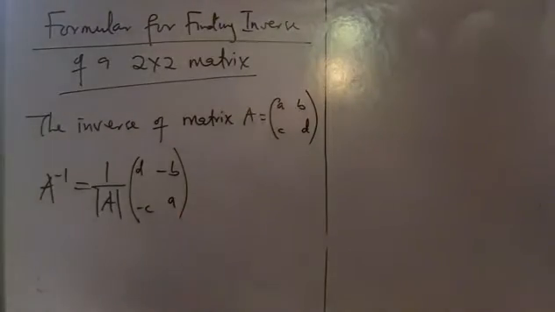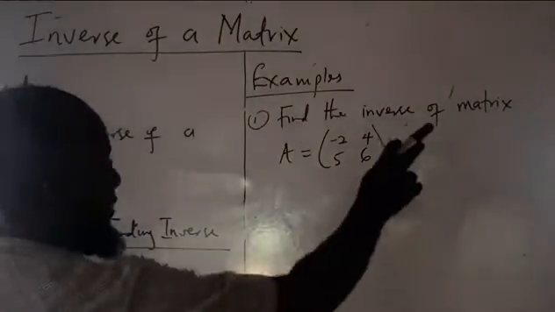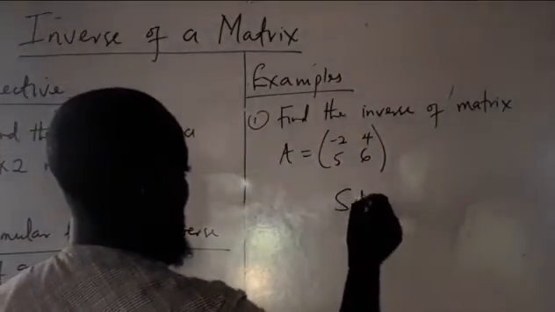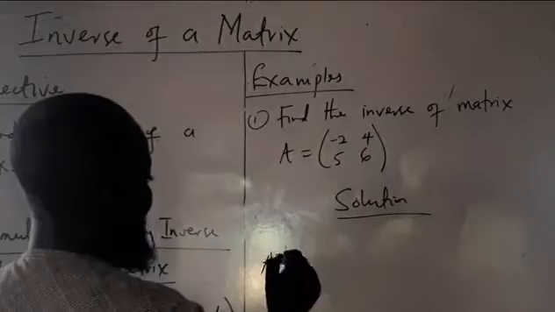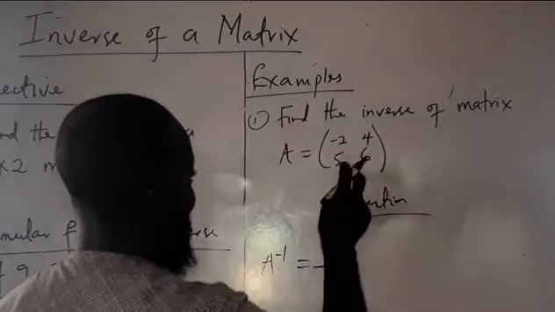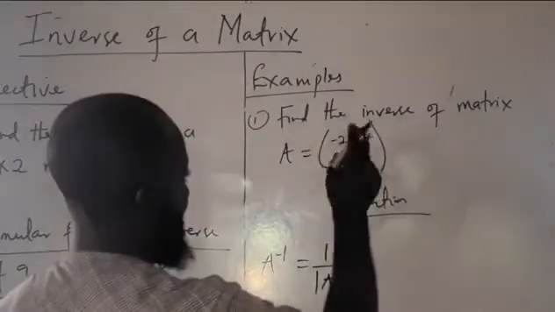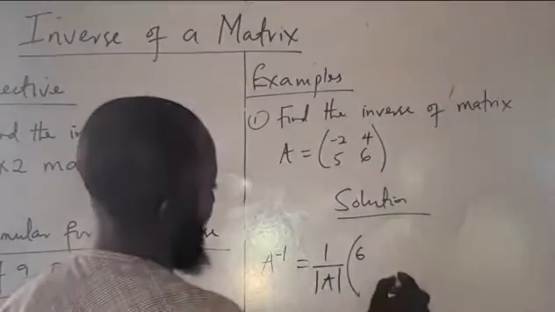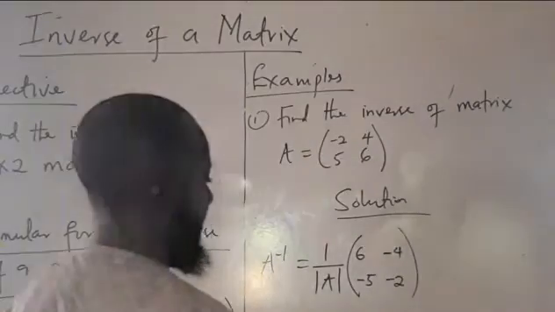So let's now look at examples. Let's look at the first example first. Find the inverse of matrix A. We want to find the inverse of this. Don't forget the formula we're going to make use of is this. So A inverse is going to be 1 divided by the determinant of A, multiplied by interchanging this. So this will become 6 now. 6 will come here, then minus 2 will come here. So this is turned to minus 4, and this turns to minus 5. I believe this is clear.